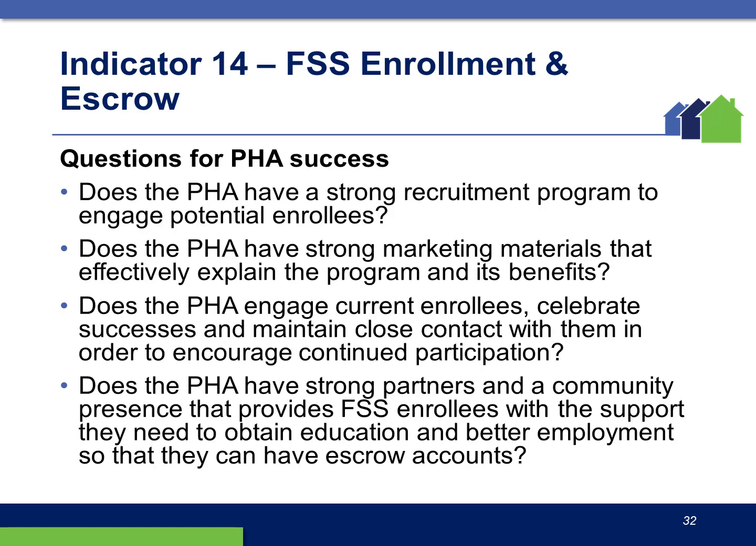The questions for success on indicator 14 include, does the PHA have a strong recruitment program to engage potential enrollees? Does the PHA have strong marketing materials that effectively explain the program and its benefits? Does the PHA engage current enrollees, celebrate successes, and maintain close contact in order to encourage continued participation? Does the PHA have strong partners and a community presence that provides FSS enrollees with the support they need to obtain education and better employment so that they can have escrow accounts?